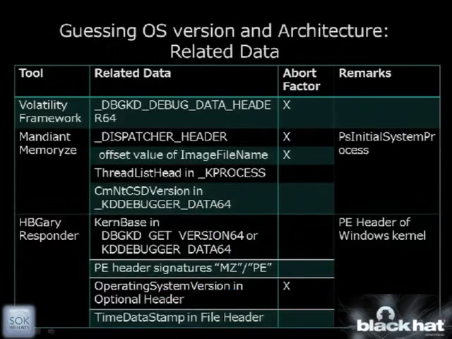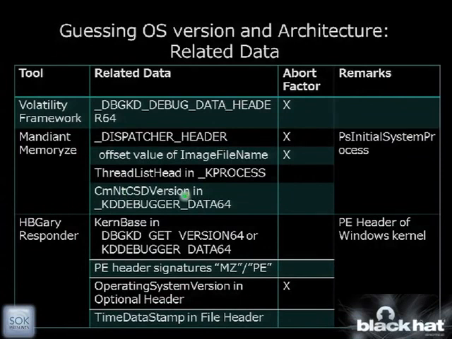Okay, this table shows a data summary related to the second operation. Modifying the OwnerTag in DBGKD_DEBUG_DATA_HEADER64 seems to have no impact on the running system. Dispatcher header and image file name of the System EPROCESS are abort factors, as I explained earlier. Thread list head is an address value, so the modification is not possible.